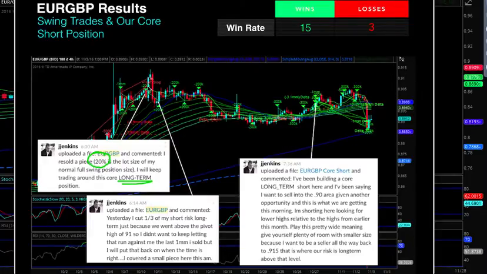All right, and then here, so you can see we were covering, sold well. Now here, I was using this pivot as my risk, and this is what I show you guys how I stop out. Okay, I usually don't take off all my risk, but I play defense when it's appropriate. I just cut 1/3 of my short risk long term because we went above the pivot high of 91. Boom, right there. I didn't want to keep letting that run against me. The last million I sold, but I'll put that back on when the timing is right.